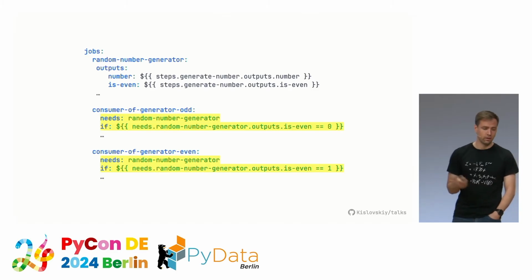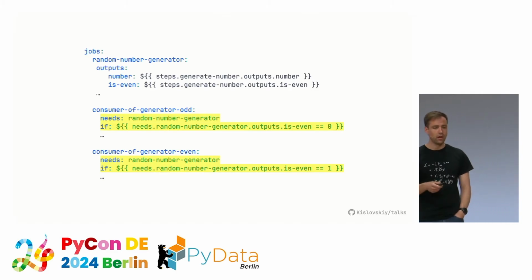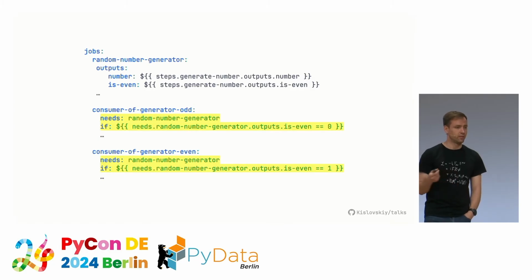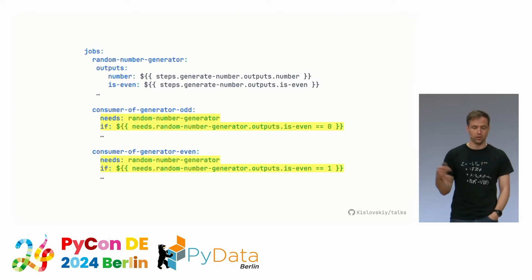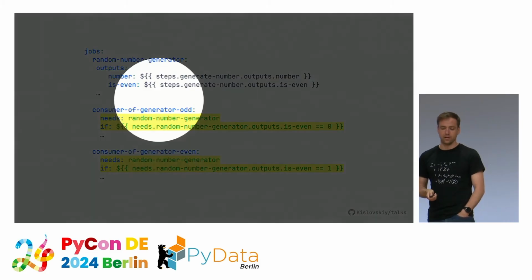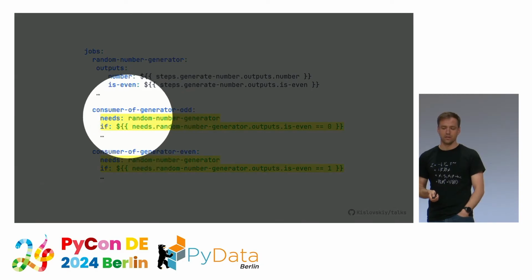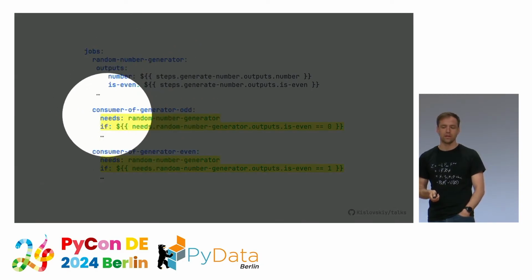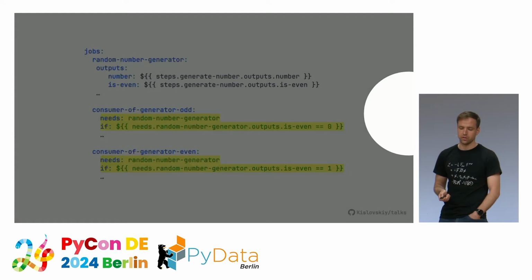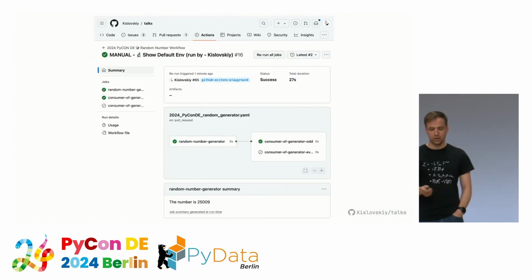So you could have multiple jobs inside your workflow. The first job would output the random number, and the goal is to trigger either the odd job or the even job. And you have the syntax of saying that this job needs the first to be completed, and it would be executed on this condition, and the same for the even. And you see it in action.